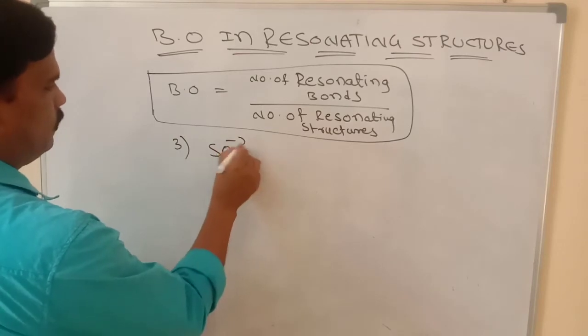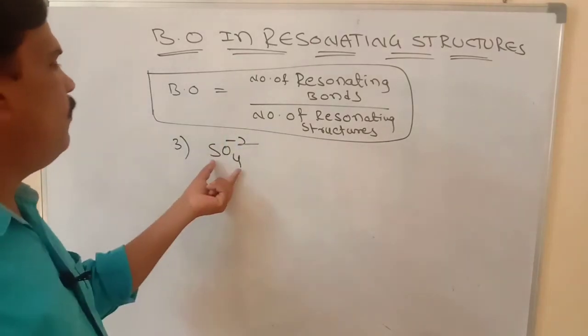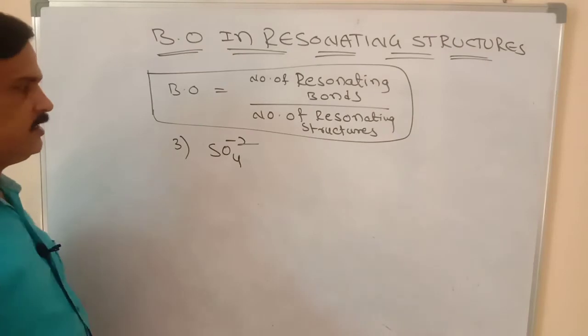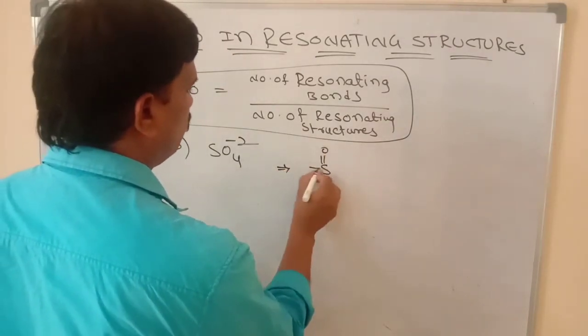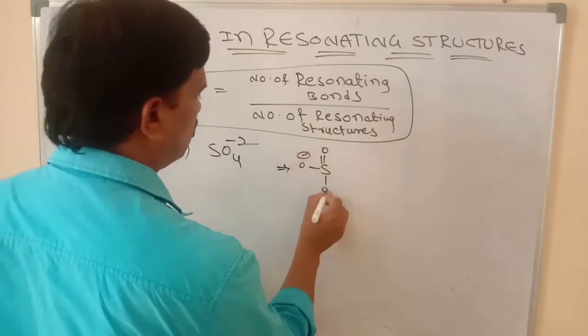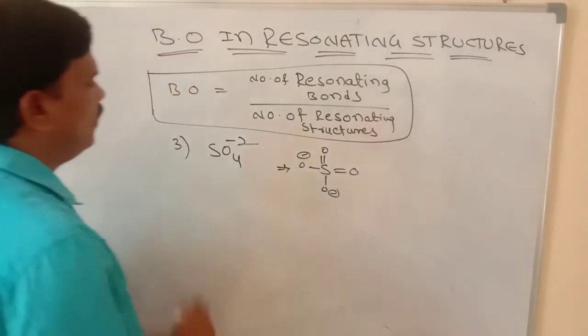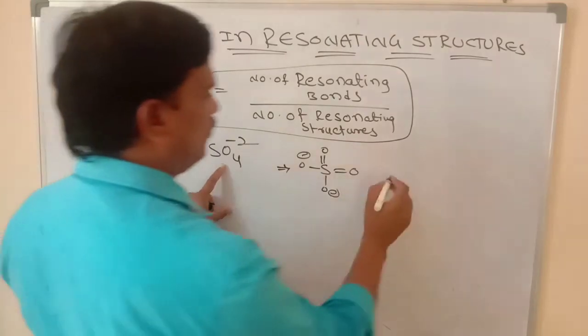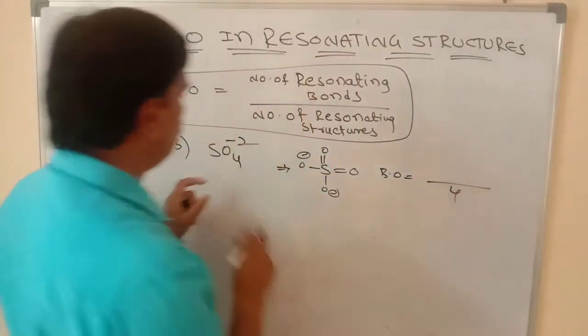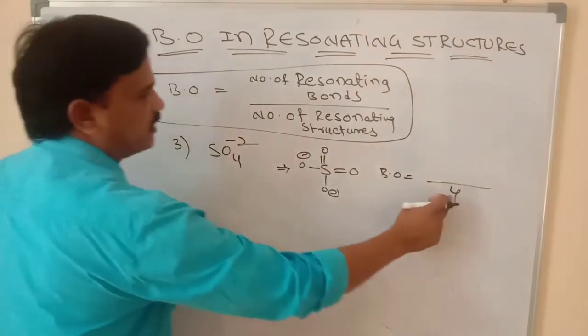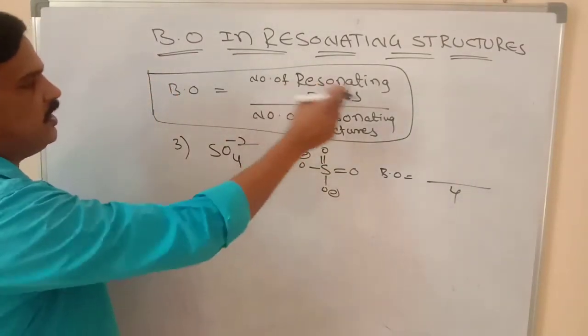SO4 minus 2. How to calculate the bond order in the SO4 minus 2 resonating structure? Just write its structure, SO4 minus 2. Around the sulfur, the number of oxygens is 4, so the number of resonating structures is 4.